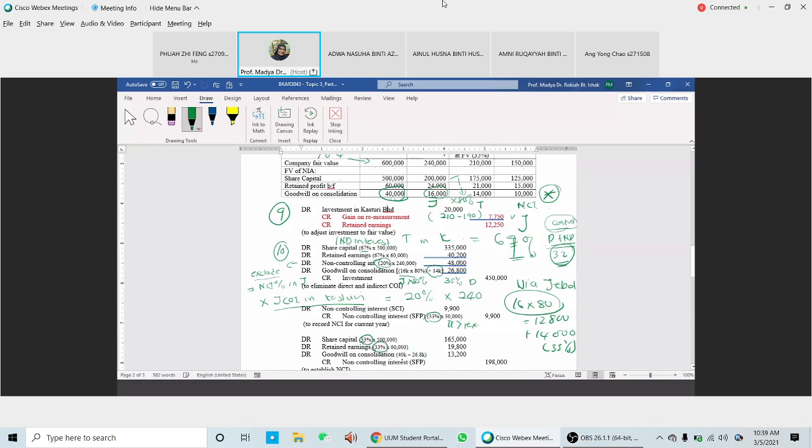Okay, goodwill on consolidation here. The total goodwill here is 40. So you need to minus goodwill to parent. Goodwill to parent that you have here is this amount, 26,800, which is 14 from the direct 35% plus 12,800 from the indirect. So 14 plus 12.8, you're going to minus 26,800. So you're going to have 13,200 and then credit NCI 198.